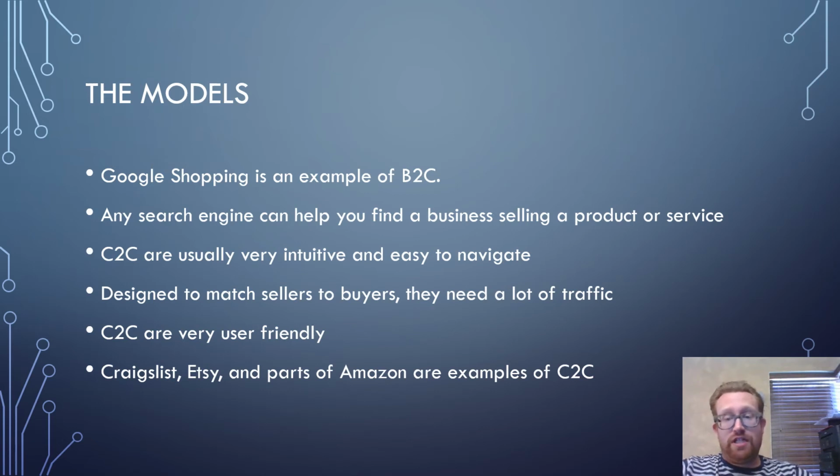So the text mentions some examples of the models. Google Shopping is an example of B2C, sorry, business to consumer. In this model, you go on, you search Google, and you can find what you're looking for. Google will collect all of that and tell you what businesses you can buy it from. In addition, any search engine will help you find a business selling a product or service. All you have to do is go and search, and you can usually find it quite easily.